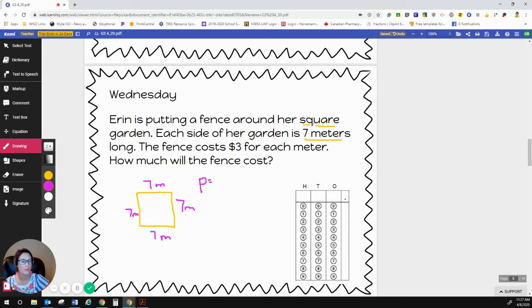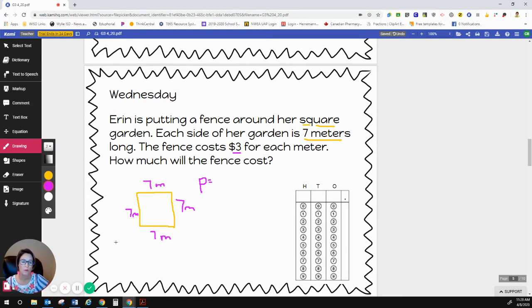Okay, so we've got our image. She put the fence around the garden. Each side is 7, so we did that. The fence cost $3 for each meter. How much will the fence cost? Well, I know for just this side, it was $3 for every meter, and there's 7 of them. So we're going to start by finding the perimeter.